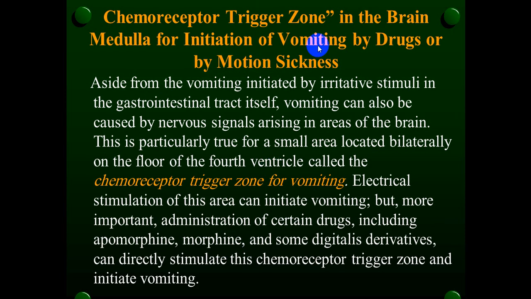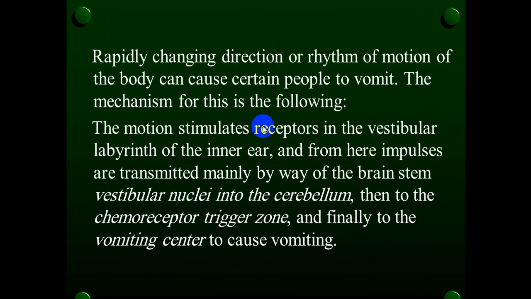Another type of vomiting is caused by drugs or motion sickness, and this occurs because of stimulation of the chemoreceptor trigger zone for vomiting. This is a zone present on the floor of the fourth ventricle. We call it the chemoreceptor trigger zone for vomiting. It can be stimulated by drugs like apomorphine, morphine, or digitalis, or by motion sickness, seasickness.